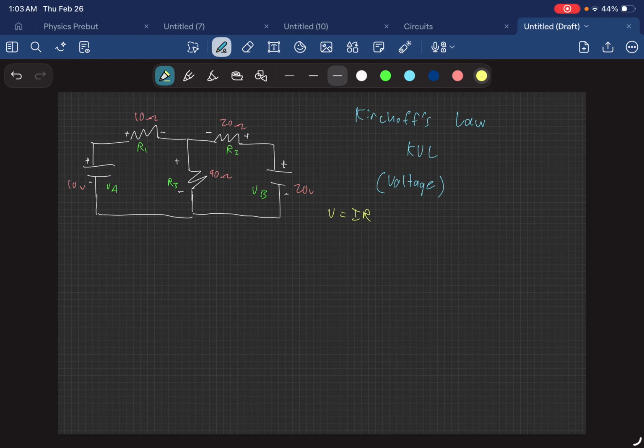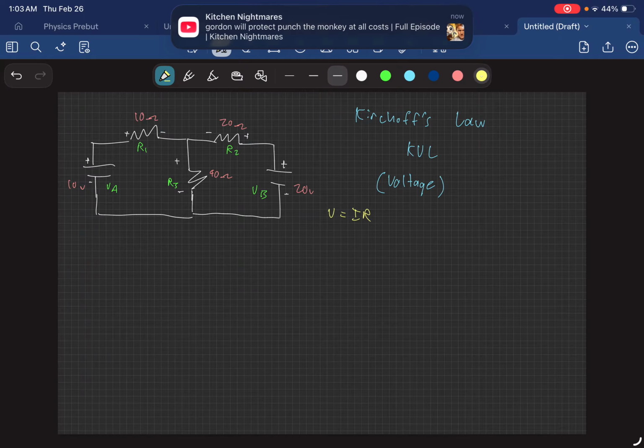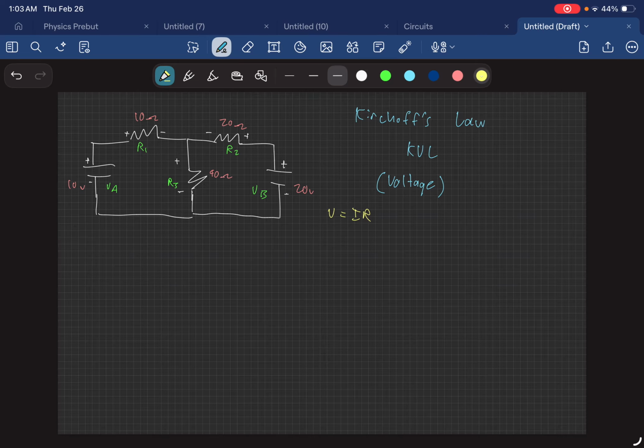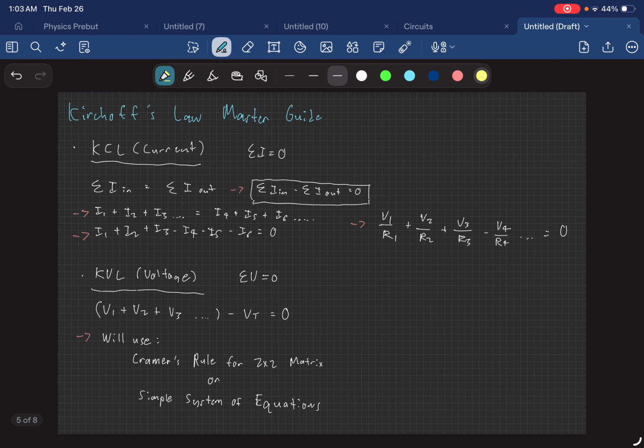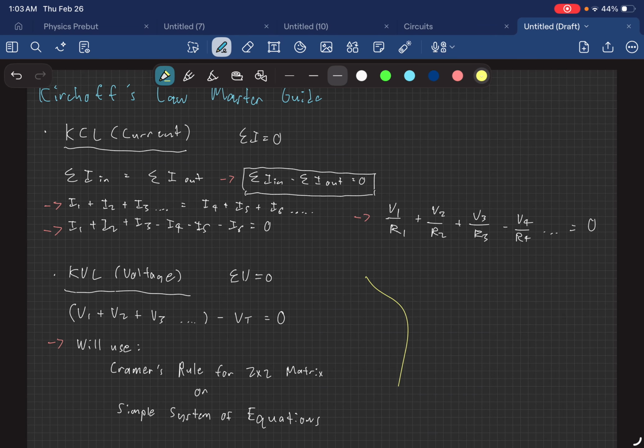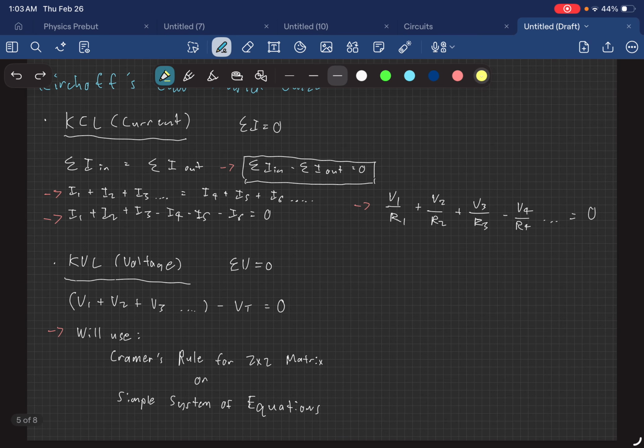This is part 2 of Kirchhoff's law, KVL, Kirchhoff's voltage law. So we'll shortly discuss. Let's get the principal idea first. If you watched my first video on Kirchhoff's law, KCL, I don't have this part for KVL yet on Master Guide. So let's get the principal idea.